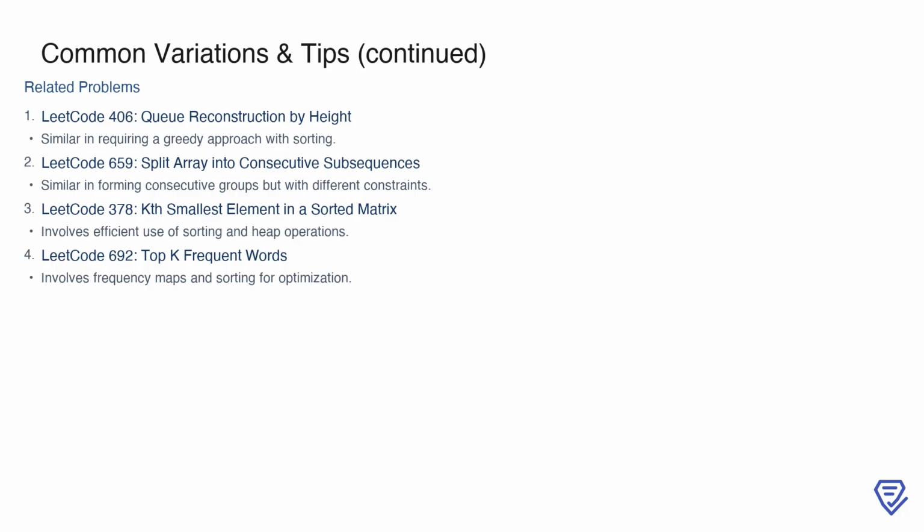Another related problem is LeetCode 378, Kth Smallest Element in a Sorted Matrix, which focuses on efficient sorting and heap operations, skills that can be applied when optimizing solutions. Lastly, LeetCode 692, Top K Frequent Words, emphasizes the use of frequency maps and sorting for optimization. Practicing these problems will deepen your understanding of patterns like greedy algorithms, frequency tracking, and efficient data structure usage, all of which are crucial for solving Hand of Straights and similar challenges.